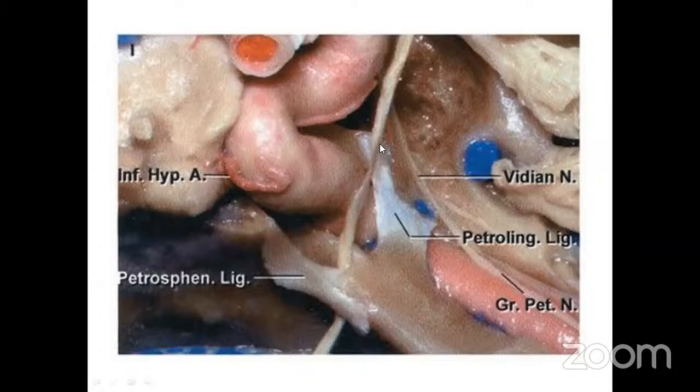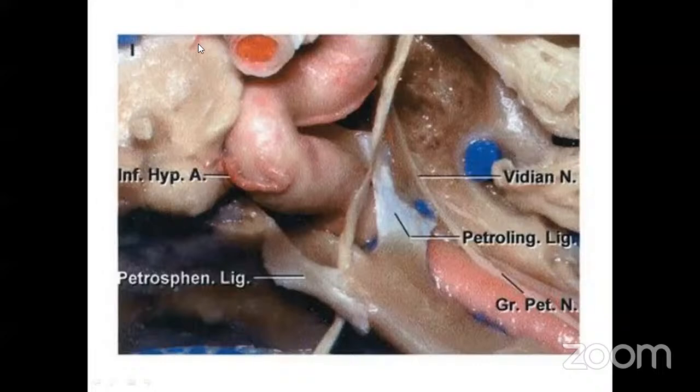And as we can appreciate, here we have the carotid artery. These are different turns of the carotid artery. And like the way we discussed previously, there are different branches that arise here: the inferior hypophyseal artery and the meningohypophyseal trunk. We can appreciate the inferior hypophyseal artery arising from the carotid. As the name suggests, the inferior hypophyseal artery supplies the hypophysis, or the pituitary gland. So we can see that it is going here into the pituitary gland.